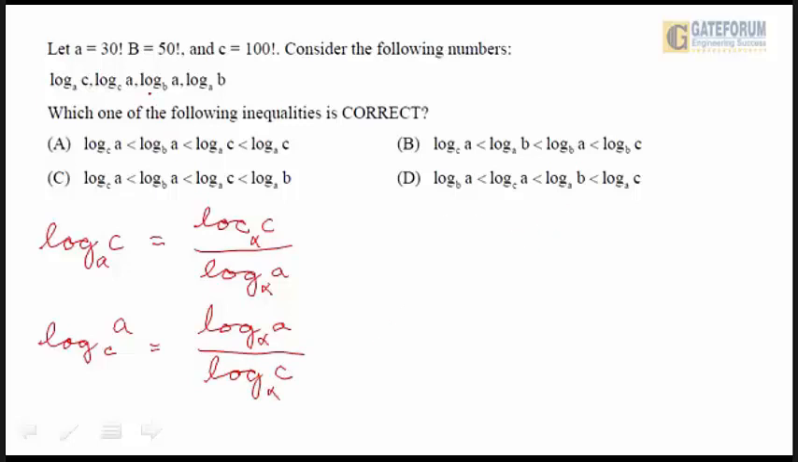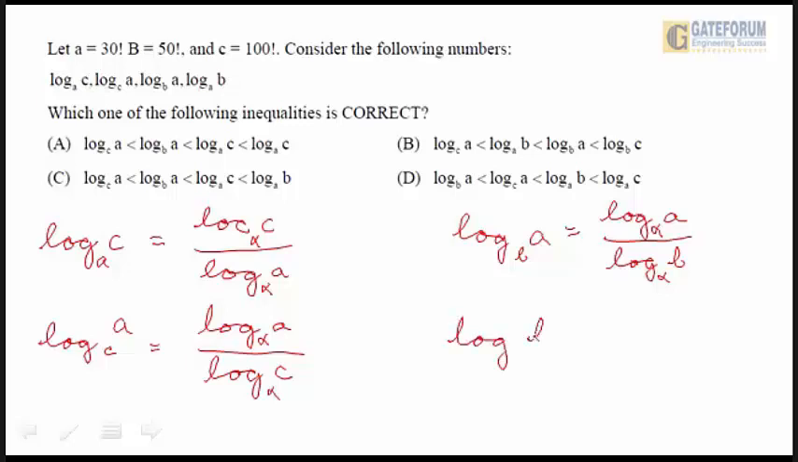Now the third one is log A base B. So log A base B can be said to be log of A base alpha divided by log of B base alpha. And the last one is log B base A, which can be said to be log of B base alpha divided by log of A base alpha. Now we have been given the values of a, b and c.